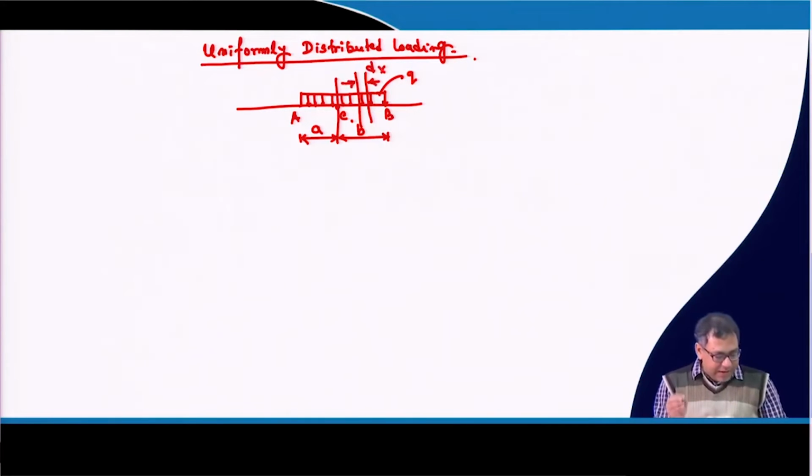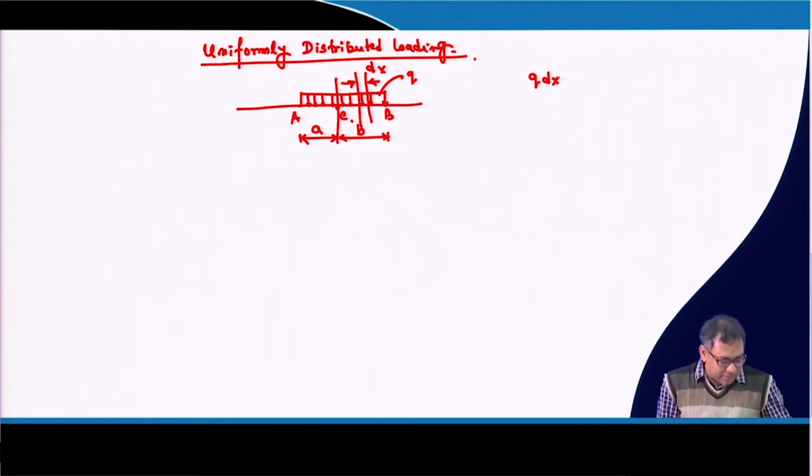Now, because of that dx, there will be a concentrated force of q into dx. So, this UDL is considered as a number of concentrated forces of q into dx, because we have taken a number of dx elements. So, n number of concentrated loads are acting over this UDL.